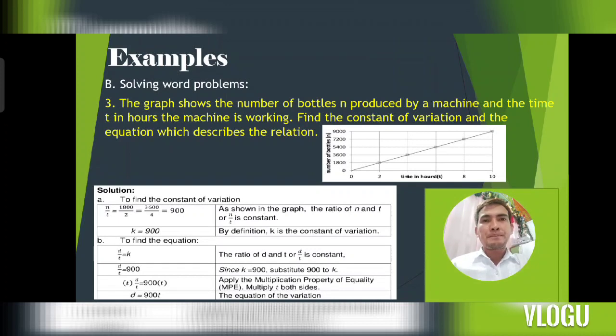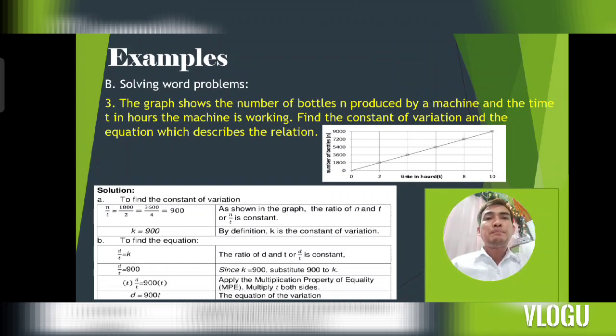That could be n over t is equal to 1,800 over 2 and 3,600 over 4. You could also have 5,400 over 6, 7,200 over 8, and 9,000 over 10. If you simplify those pairs, by definition of k, or the constant of the variation, you would have k is equal to 900. So 1,800 divided by 2 is 900. 3,600 divided by 4 is still 900, and so on. So k, or the constant of the variation, is 900.